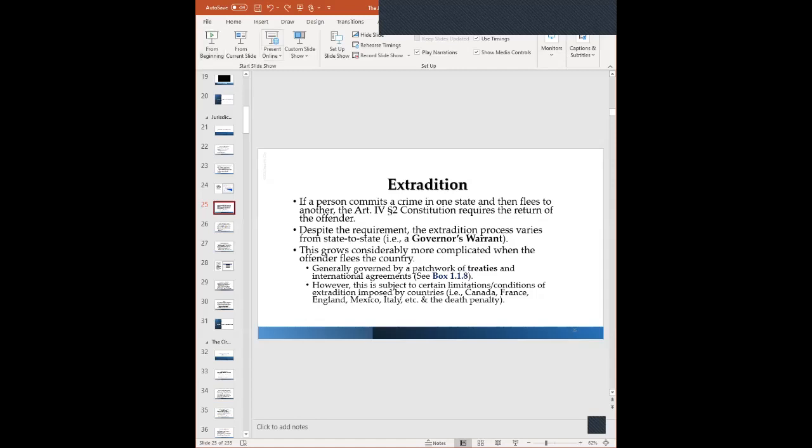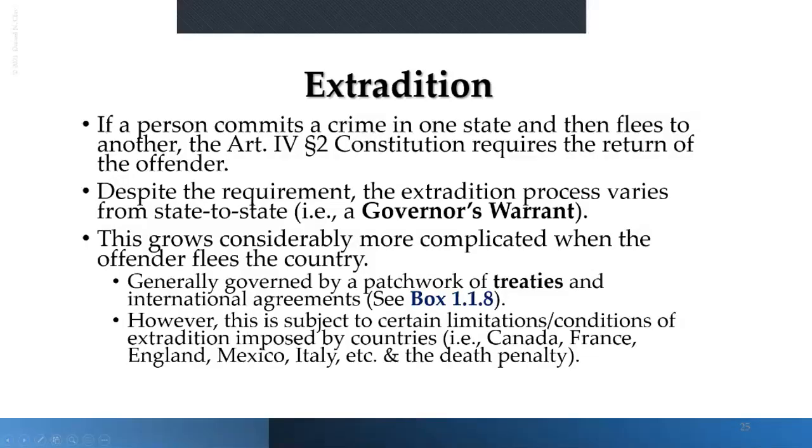Now, that being said, even with countries that we do have extradition agreements with, extradition agreements are subject to certain limitations and conditions imposed by countries. So, for instance, this is a really important one. Canada, France, England, Mexico, Italy, and a whole host of other countries will extradite criminals to the United States, like ones wanted for horrible crimes, rape, whatever. They will extradite those, no problem. We have great relationships with them.